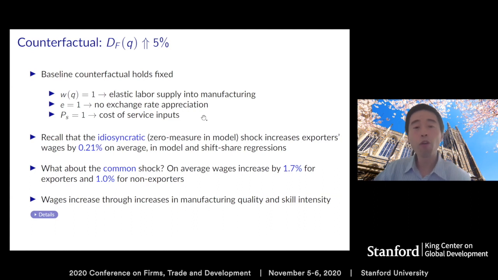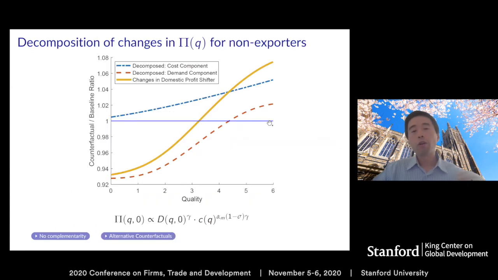Now let's zoom in and focus on the non-exporters in our model. Remember that for these firms' college choice decision, this pi q curve is going to be very crucial. Here we plot the changes of this pi q curve. We look at the counterfactual versus the baseline, and this is the relative change of pi q for the firms at different quality segments. What you can see is that for the high quality segment, this pi q went up. For the low quality segment, this pi q went down. So the slope of pi q got steeper, and that's exactly the reason why, even for these non-exporters, they tend to upgrade, right? But what contributes to that steeper slope? Two things are happening.